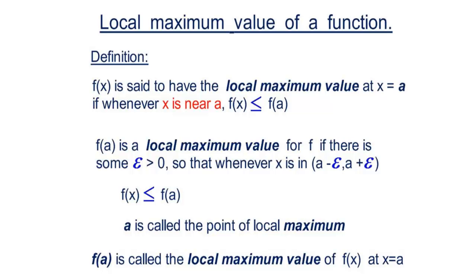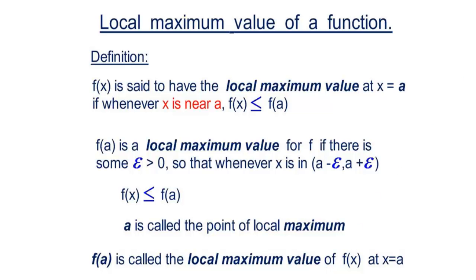f of a is a local maximum value for f if there is some epsilon greater than 0 so that whenever x is in the open interval (a minus epsilon, a plus epsilon), f of x is less than or equal to f of a. And a is called the point of local maximum and f of a is called the local maximum value of f(x) at x equal to a.